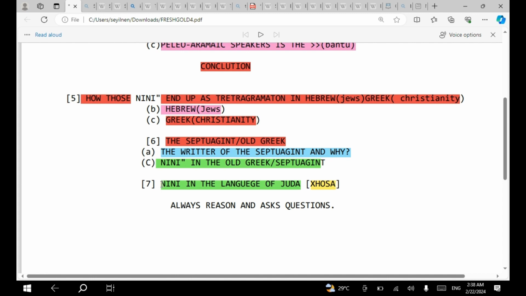And changed the glory of the uncorruptible SO-NINI into an image made like unto corruptible man. Jesus is the one. And to birds and four-footed beasts and creeping things. Wherefore SO-NINI also gave them up to uncleanness through the lust of their own hearts, to dishonor their own bodies between themselves. Who changed the truth of SO-NINI into a lie, and worshipped and served the creature more than the Creator, who is blessed forever.